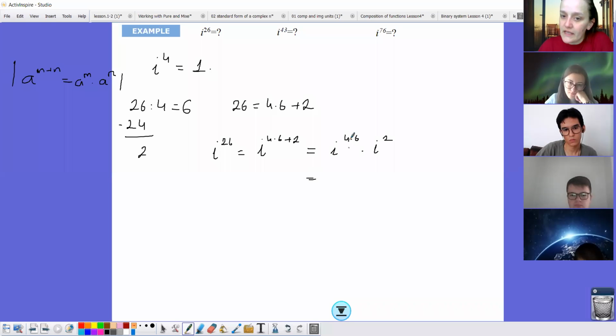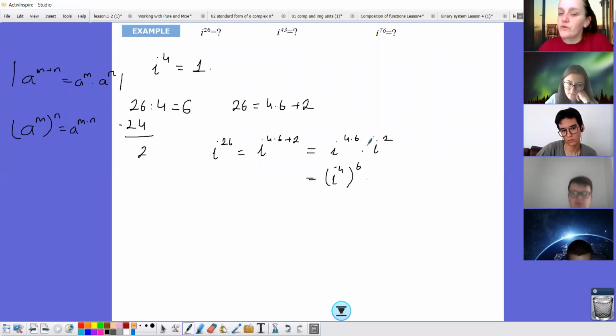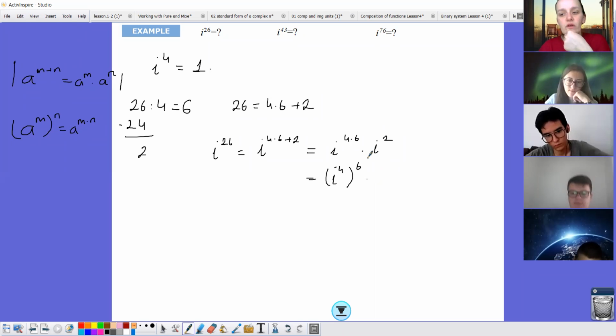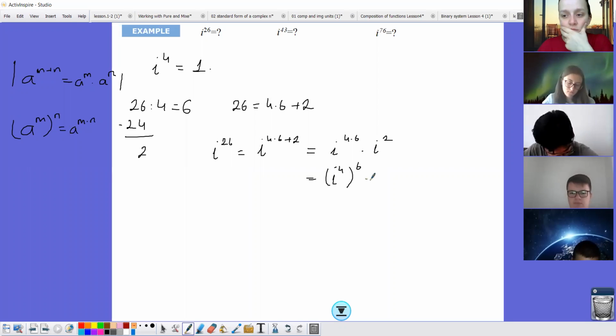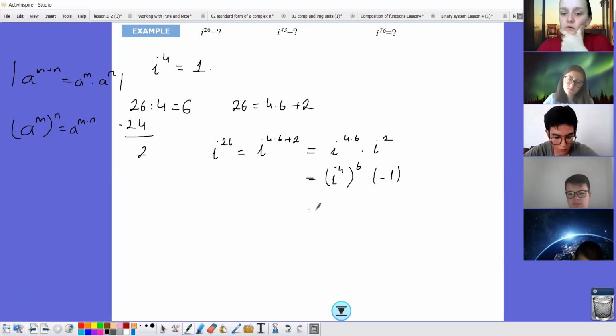Now here, can I write this one as i to the power of 4 to the power of 6? Because it's multiplication from this property, m times n. It's okay? Yes. Times i squared. What did we say for i squared? What is i squared? It's -1. What did we say for i to the power of 4? It's 1.